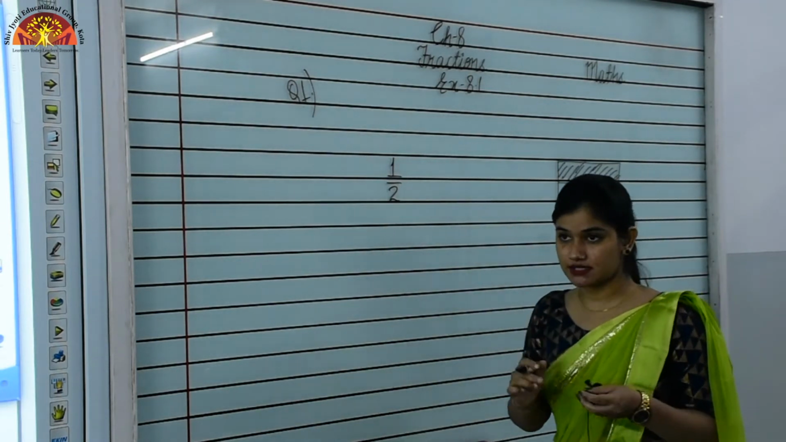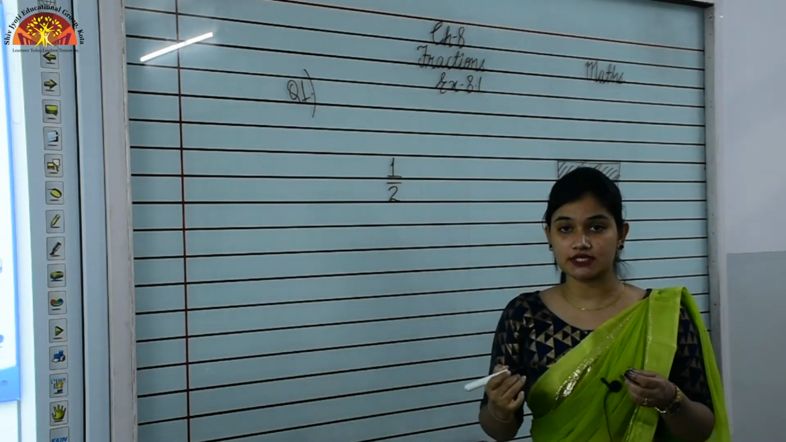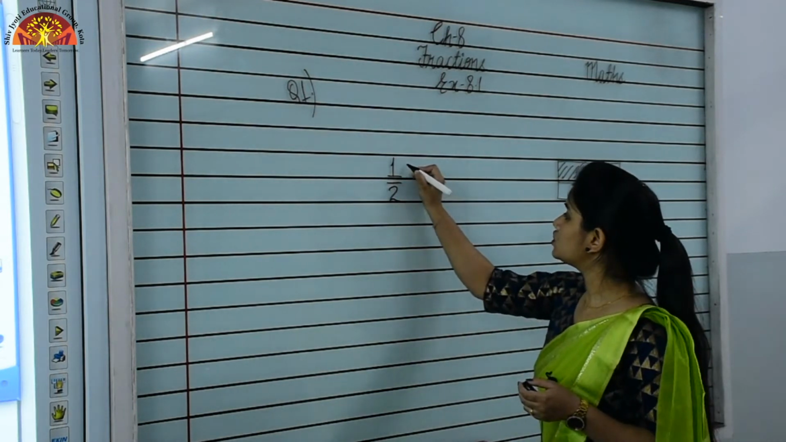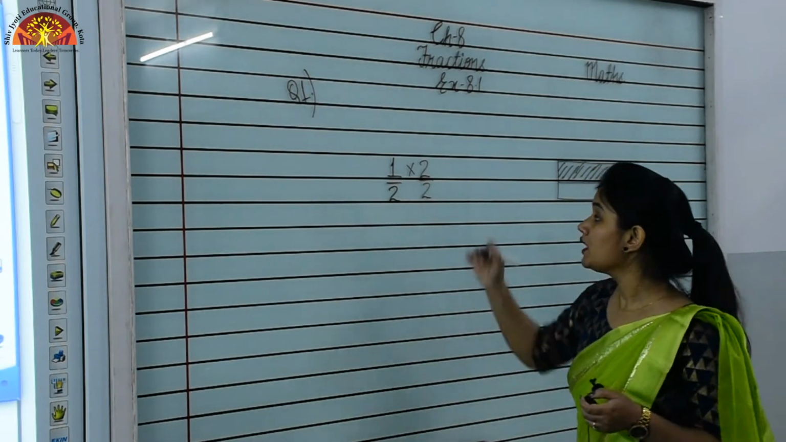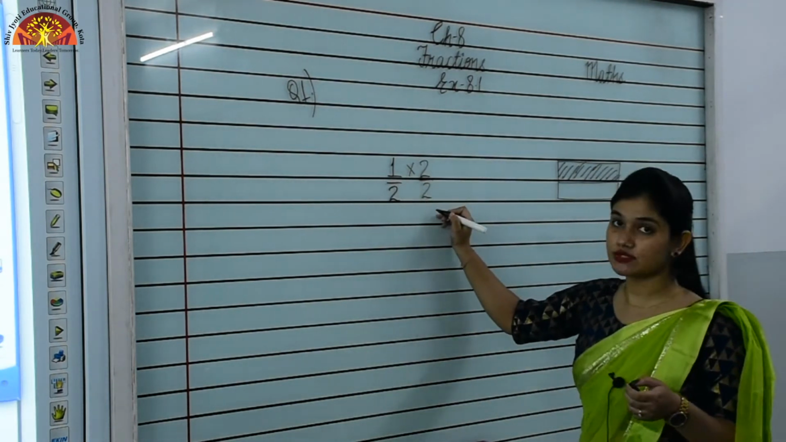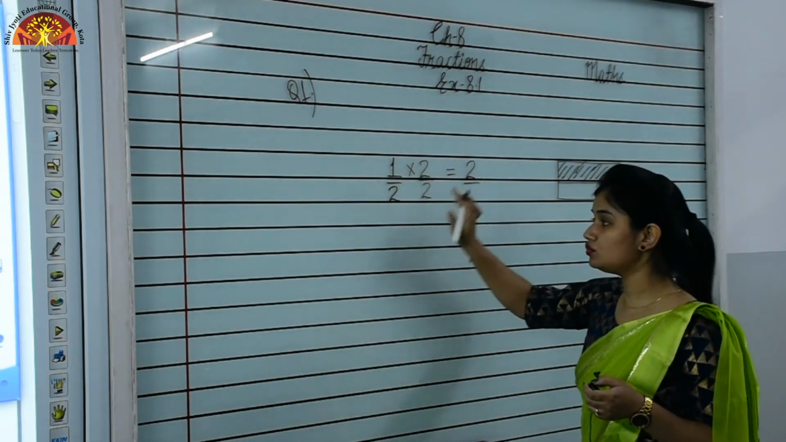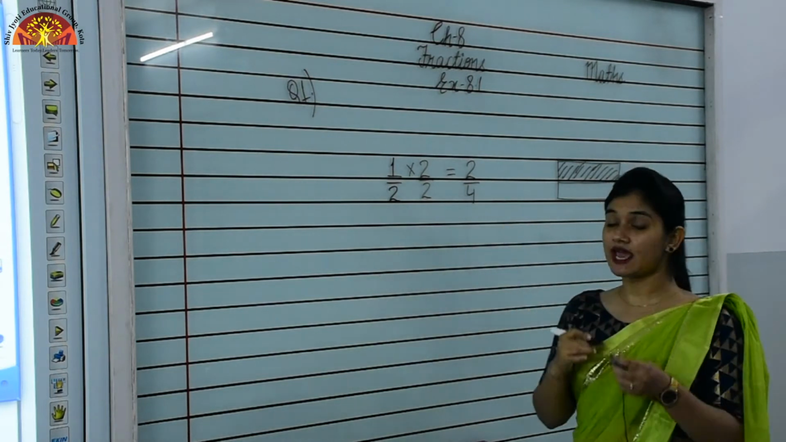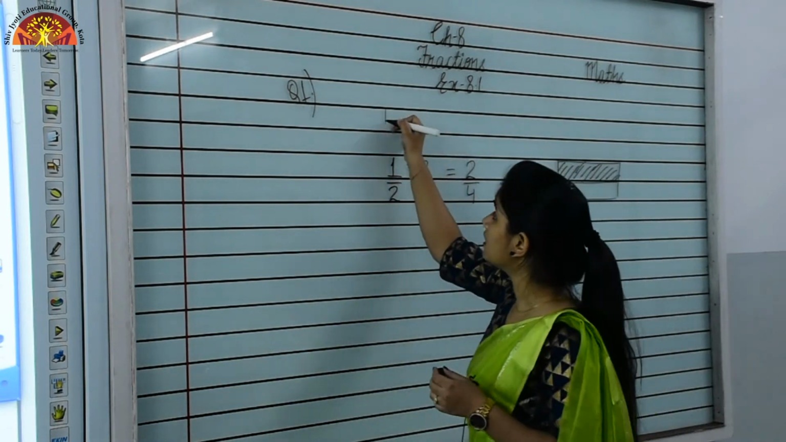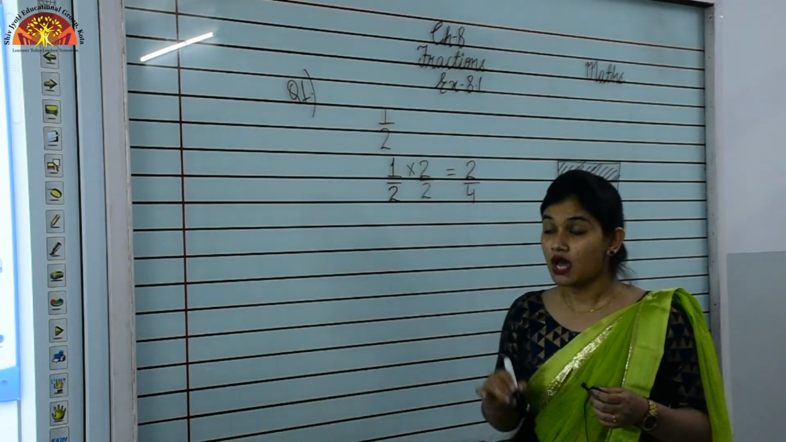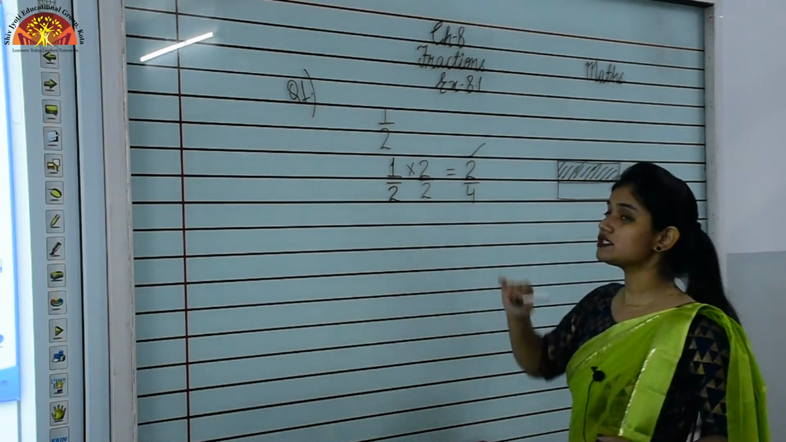Now the question is asking you to write this fraction in 3 different ways. So students, if I multiply by 2 and by 2, what am I doing? I am multiplying this 1 by 2 and this 2 also by 2, then I am getting 2, because 2 1s are 2 and 2 2s are 4. Then I am getting the next fraction, that is 2 upon 4. Is it clear? What was the main fraction? The main fraction was 1 upon 2, and after multiplying this fraction by 2, I am getting the next fraction, that is 2 upon 4.